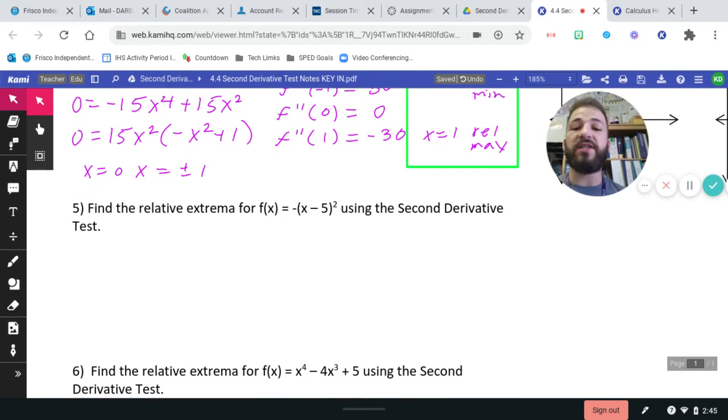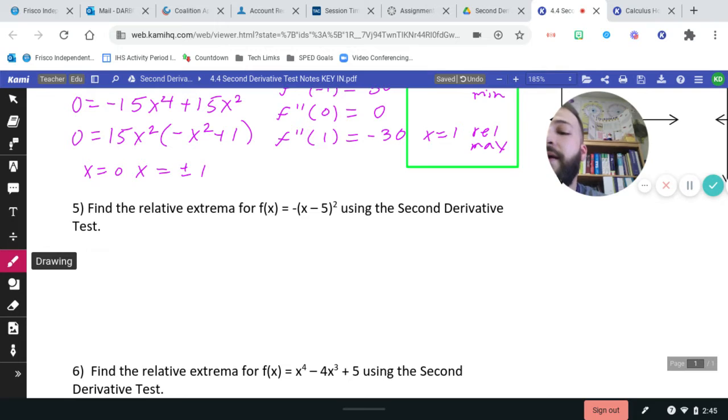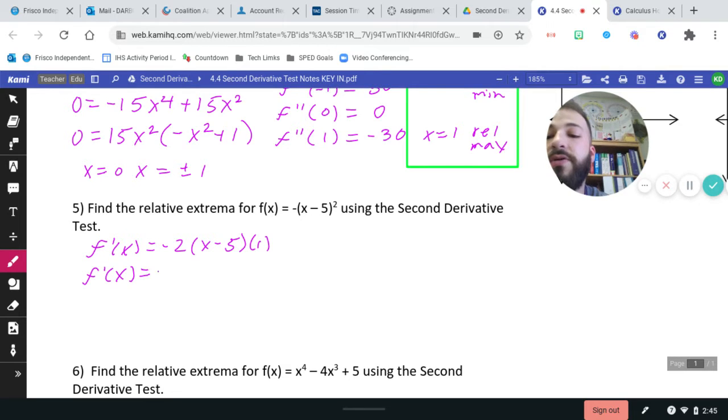Number 5, find the relative extrema for f of x is equal to negative x minus 5 squared using the second derivative test. So once again, f prime of x is equal to, squared comes down, so negative 2 times x minus 5 times the derivative of the inside, which would be 1. So f prime of x is just equal to negative 2x minus 5. Set that equal to 0. The only x we have is on the inside, so we get x is equal to 5.